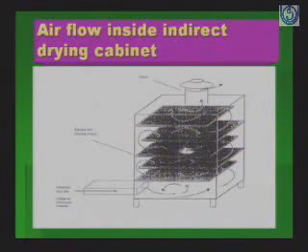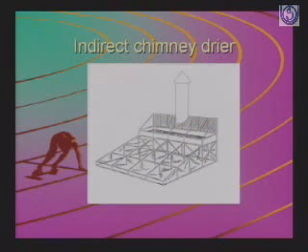Then after that you can see the indirect chimney dryers. This is also made by glass and wooden boxes. Here the product gets the energy from the sun. Then water moisture is evaporated. Then it goes into the chimney to the outside.